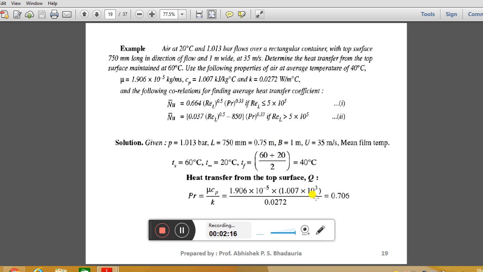So first of all I will calculate Reynolds number, and after calculating Reynolds number we will use the particular correlation which is applicable. Then we'll calculate Nusselt number, and after calculating Nusselt number we can easily calculate heat transfer coefficient, because Nusselt number is equal to hL divided by k. So we can find the value of h. Now let us calculate Reynolds number.